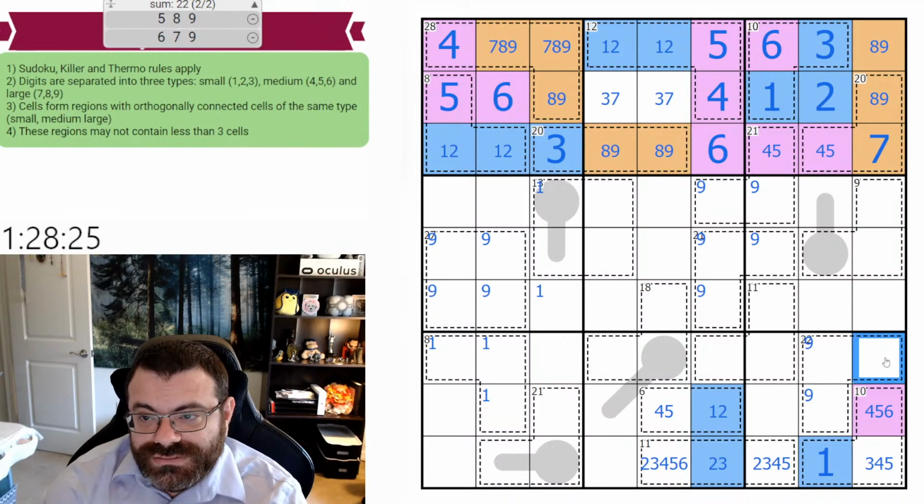This can't be a 9. Oh, this can't be 7, 8, or 9. So this is the 5, 6 mid, and then these two are high. These are from 7, 8, 9.